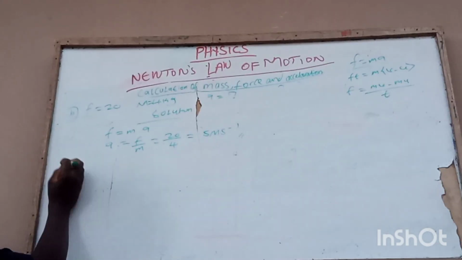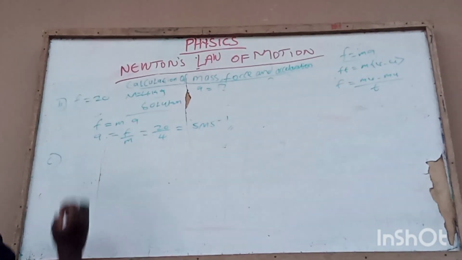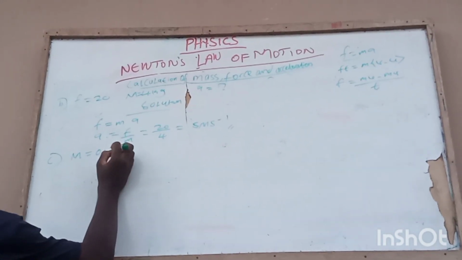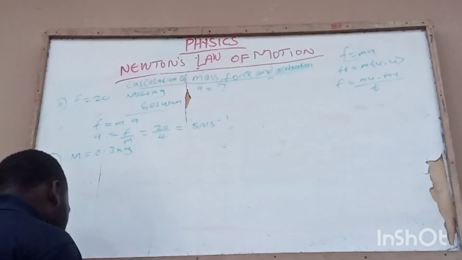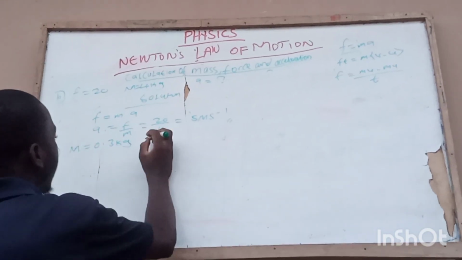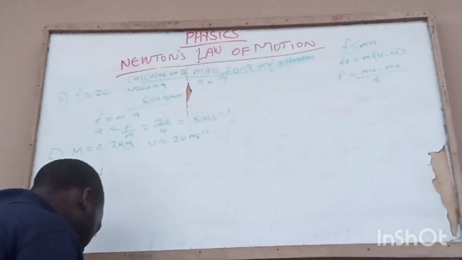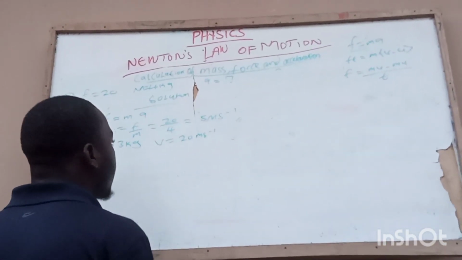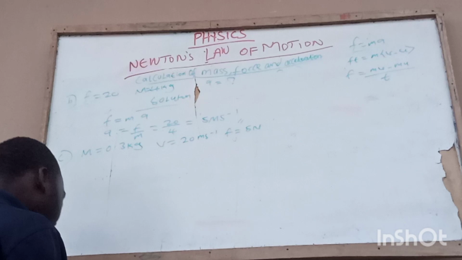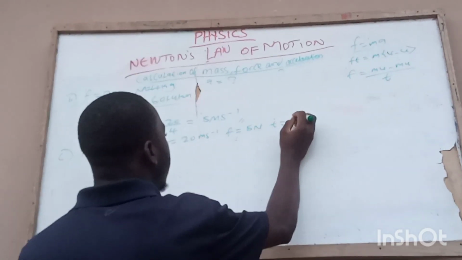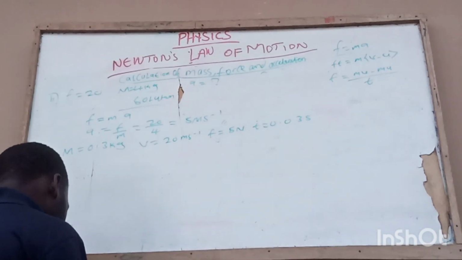And for the last question, we have a ball of mass 0.3 kg. Now this one is in kilogram, so you don't need to convert anything. It is moving at a velocity of 20 meters per second. It's suddenly hit by a force of 5 Newton for a time of 0.03 seconds. They give us our time to be 0.03 seconds. Find its new velocity.